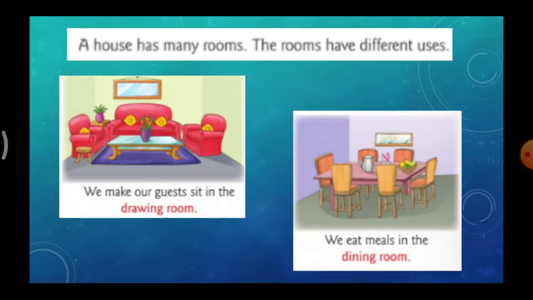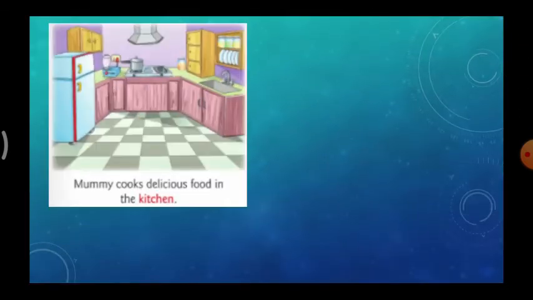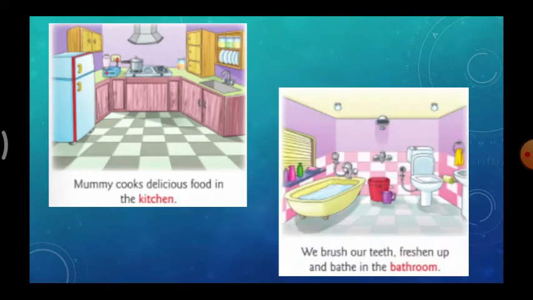Next is the dining room. In the dining room, what will we do? We will eat our meals. So that room is called dining room. Next, mummy cooks delicious food. So where will mummy cook? In the kitchen only, right? So in the kitchen, mummy will cook delicious food for us. So that room is called kitchen. Next, where we brush our teeth, freshen up and bathe, we will take bath in our bathroom, right? So that room is called bathroom.